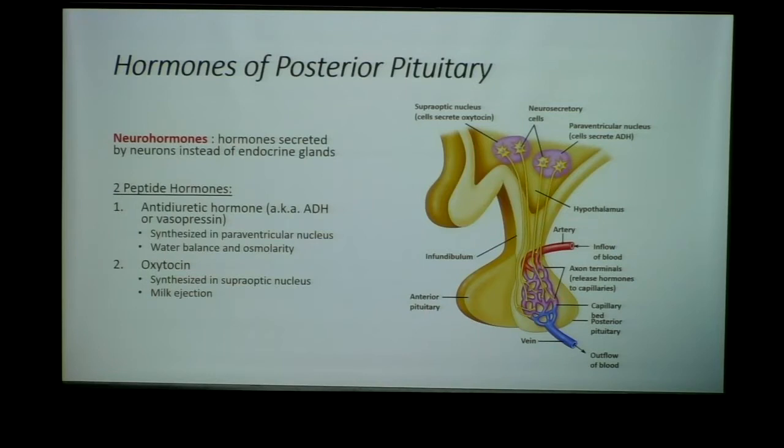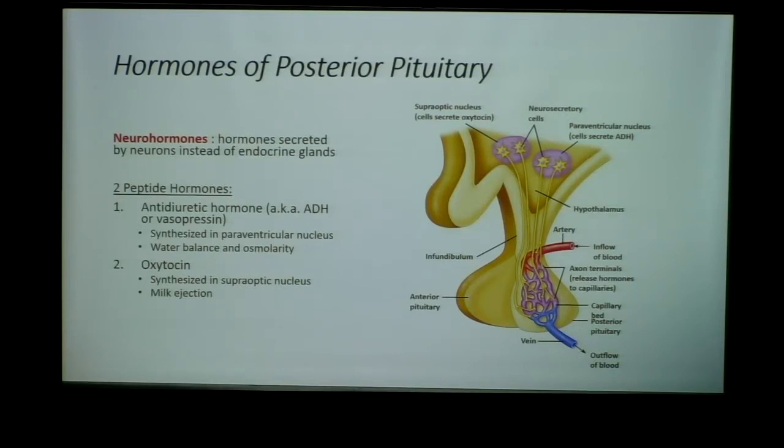So a very important distinction to make, that the posterior pituitary hormones are not made in the posterior pituitary. They're made up in the hypothalamus. They're synthesized there, and then they are released from the posterior pituitary, okay, where these axons end. So there are two hormones released here.